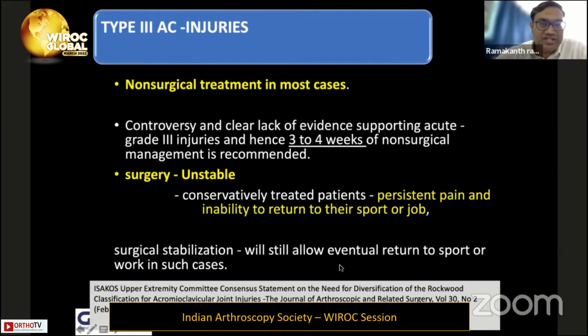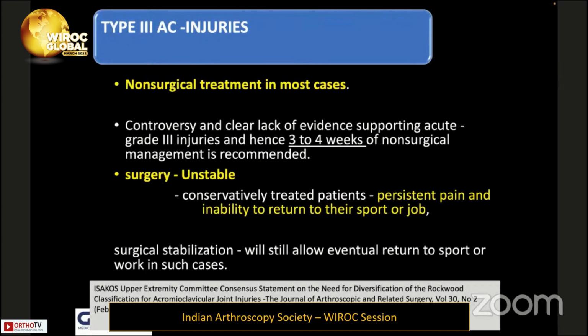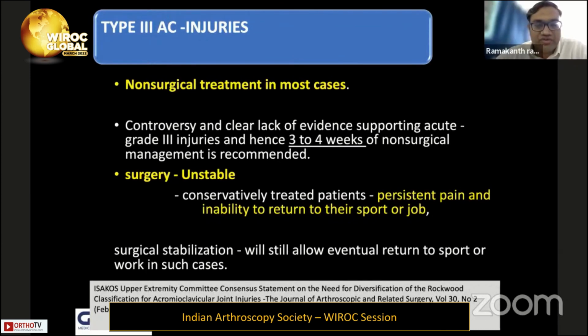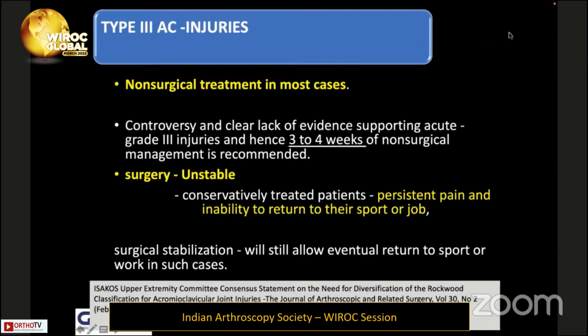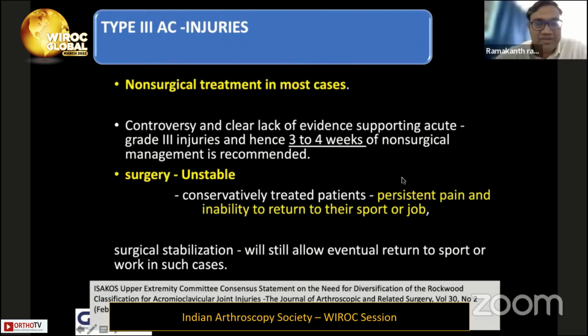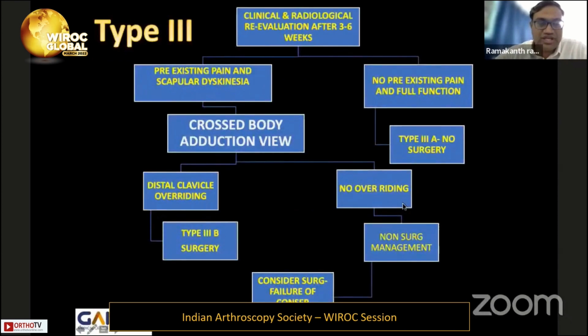Type 3 injuries are controversial. There is no clear evidence to support either approach. So generally, non-surgical treatment is given for 3 to 4 weeks, and surgery is indicated for unstable type 3 injuries. And when patients are treated conservatively and have persistent pain and inability to return to sports or a job, they can be taken up for surgery, which will eventually lead them to return to sports and activity.